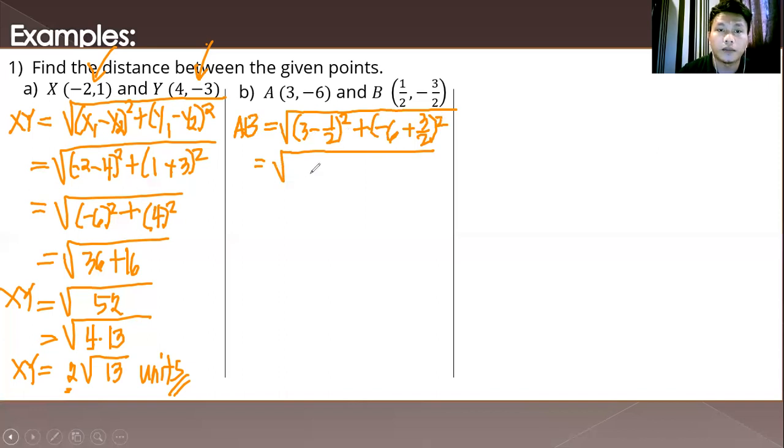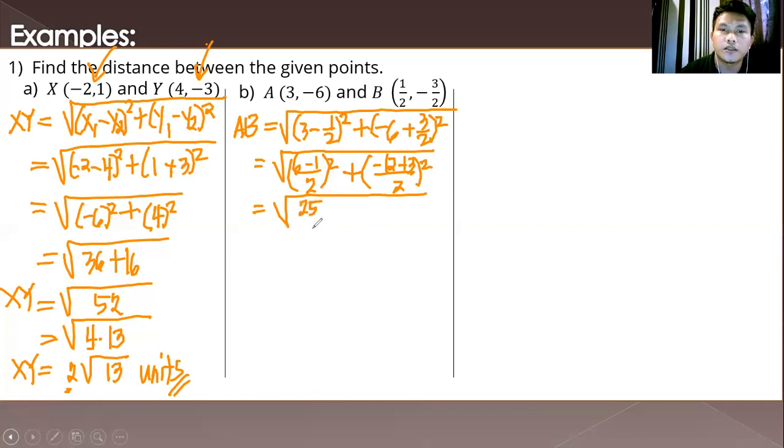Okay, then we have here 3 minus 1 half squared. 3 minus 1 half, that will become, okay, the common denominator is 2. 2 times 3 is 6. Okay, 2 divided by 2 is 1 times negative 1 is negative 1. And then we have to square it. Plus we have negative 6 times 2, that is over 2 again, that is negative 12. Okay, 2 divided by 2 is 1 times positive 3, that's positive 3 squared. So that is equal to the square root of 6 minus 1 is 5 squared, so that is 25.